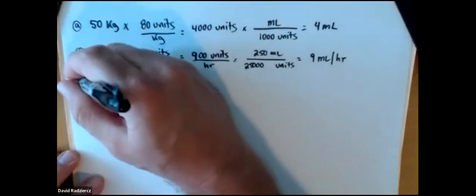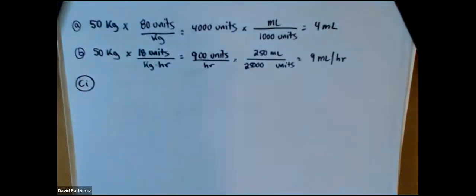Then we have C1 and C2. C1 says we look at the APTT. It says it's 43 seconds. Actually, let me double check and see if this is the same as the other ones. Yeah, 43 seconds. Then you look at the protocol and ask what to do if the APTT is 43 seconds. You jump down to step 12, and it tells you to rebolus with 40 units per kilogram and then increase the rate by 2 units per kilogram per hour.